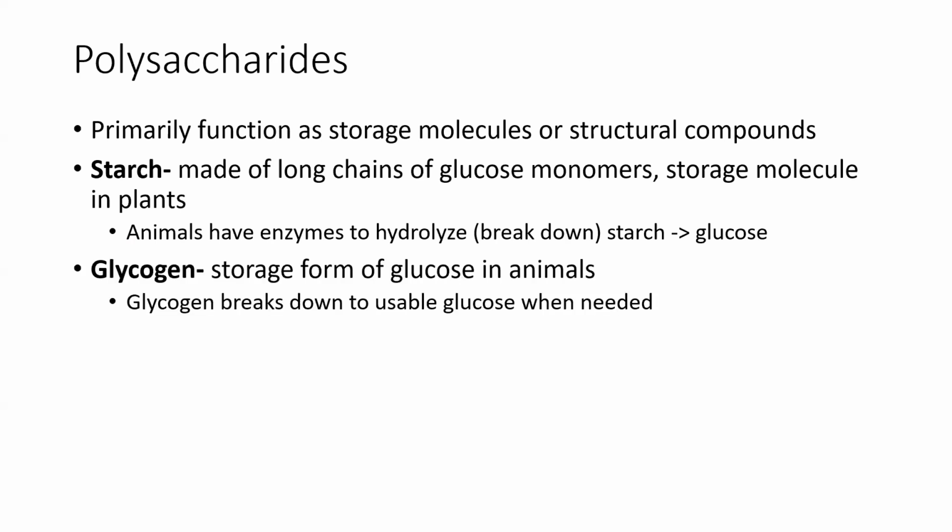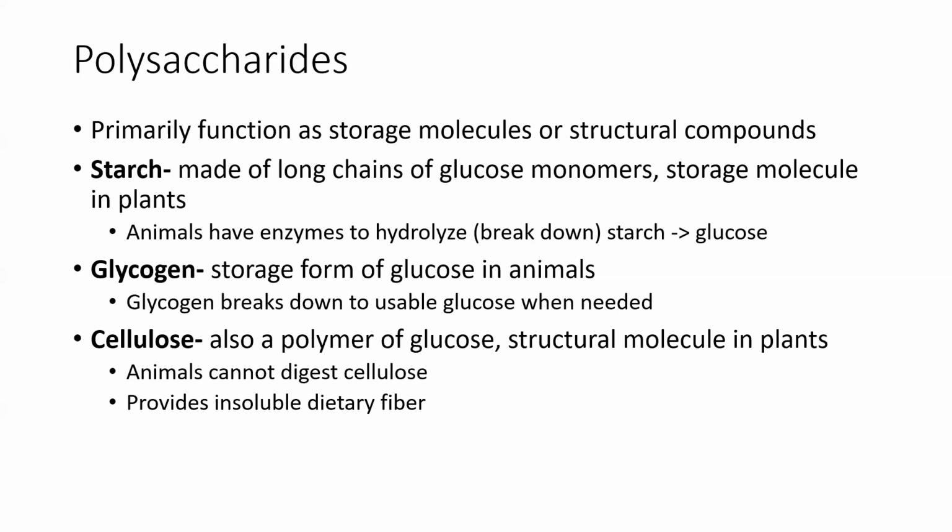Glycogen is the storage polysaccharide for animals. So starch in plants, glycogen in animals. And if needed, humans are able to actually break down glycogen into glucose. So glucose is that immediately usable form of energy. It's small, our cells can use it. It's very helpful, very useful. Glycogen is a big branched structure. So glycogen has to get broken down, but we can also break that down.